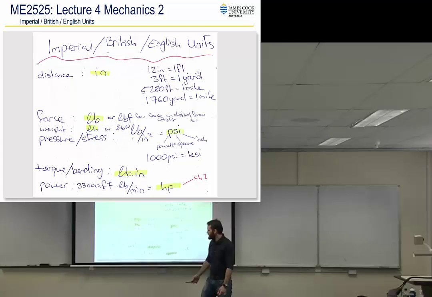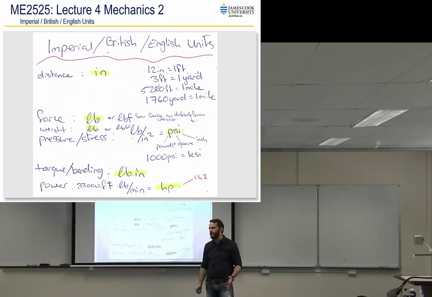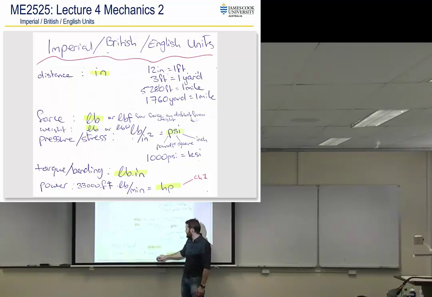Torque and bending, what's our unit of torque and bending in SI? Newton meters. Newton is a force, meter is a distance. In this case force is pounds, distance is inches, so it's pound inches. It's exactly the same, you just replace one for the other. Apples for apples. Power: freaking crazy, but 33,000 foot pounds per minute is a horsepower.